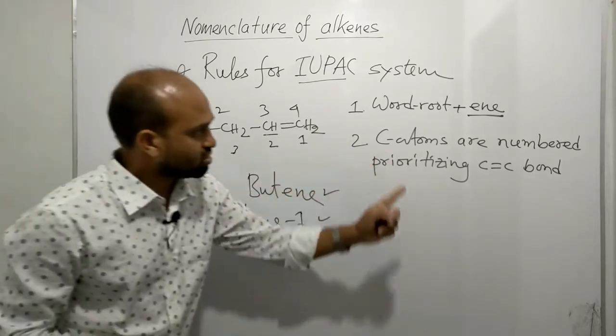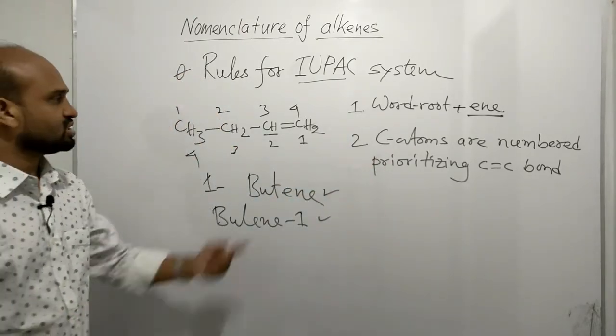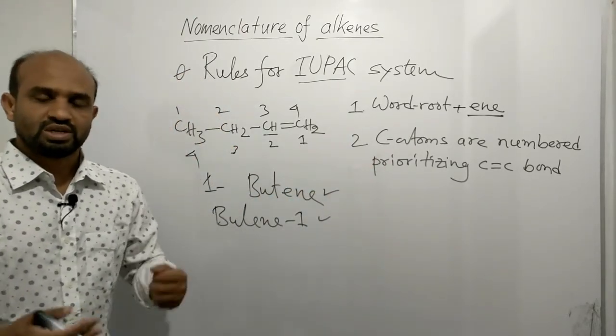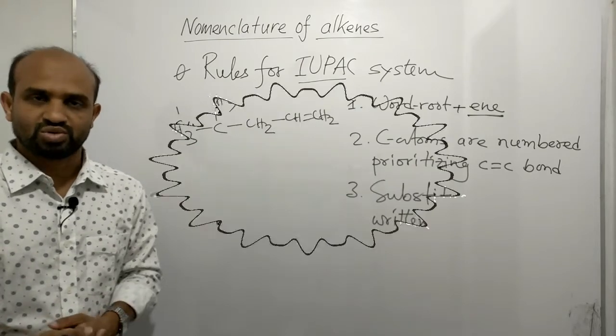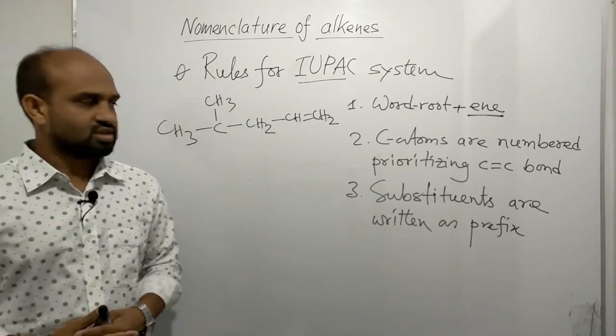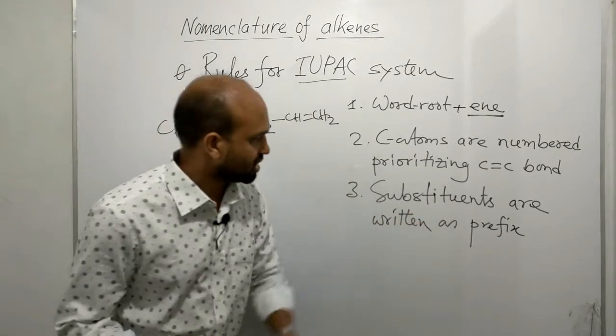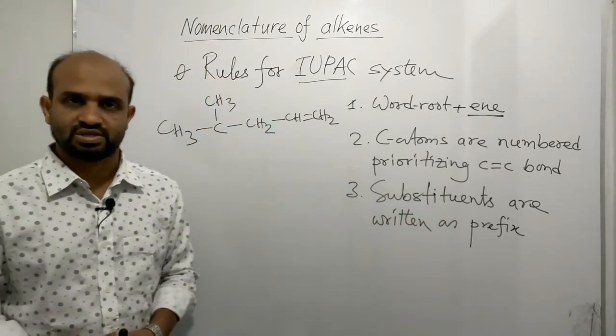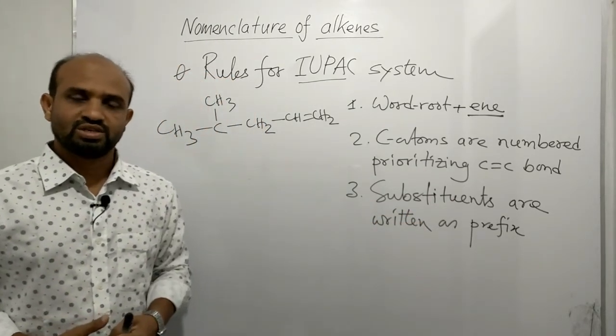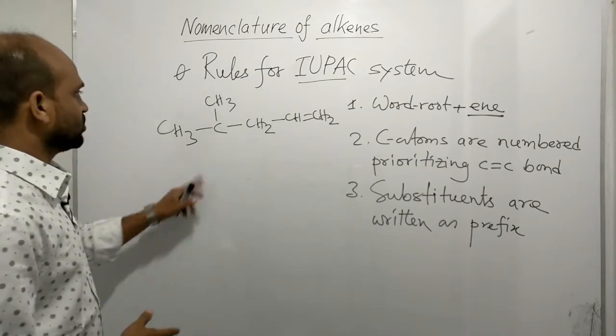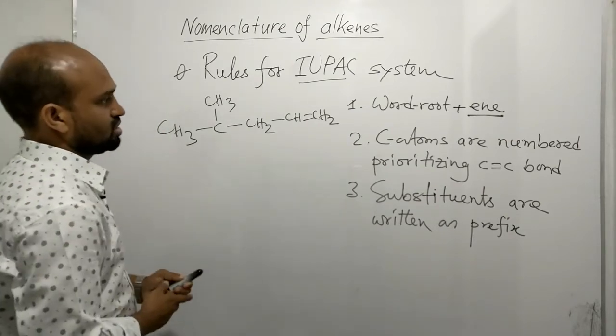So carbon atoms are numbered prioritizing carbon-carbon double bond. Let's move on to the next rule. My dear students, the third point is substituents are written as prefix. So now about the substituents. Let's see an example. Here this is the compound.